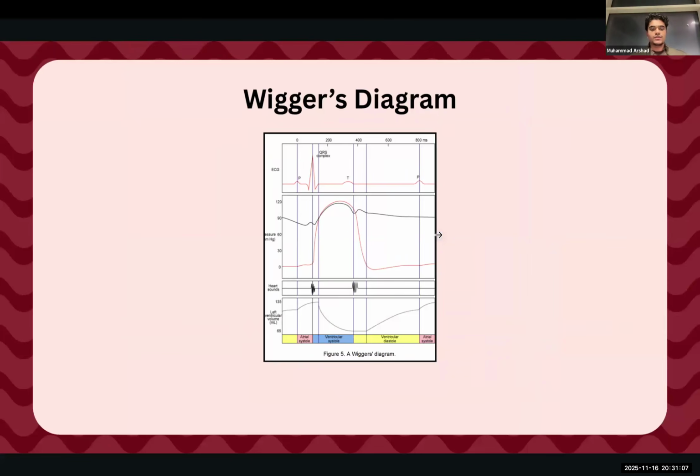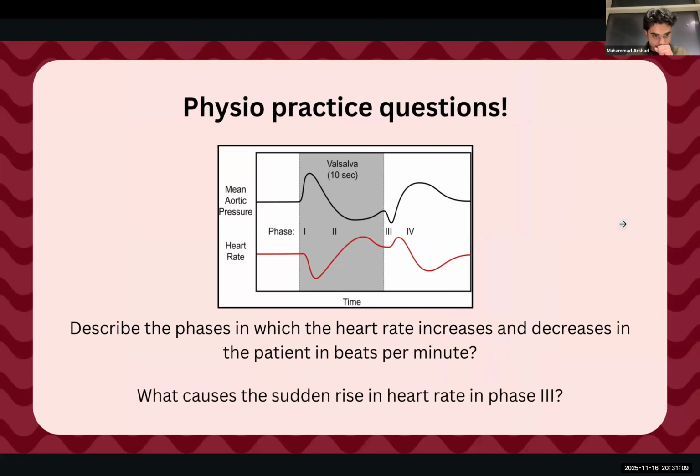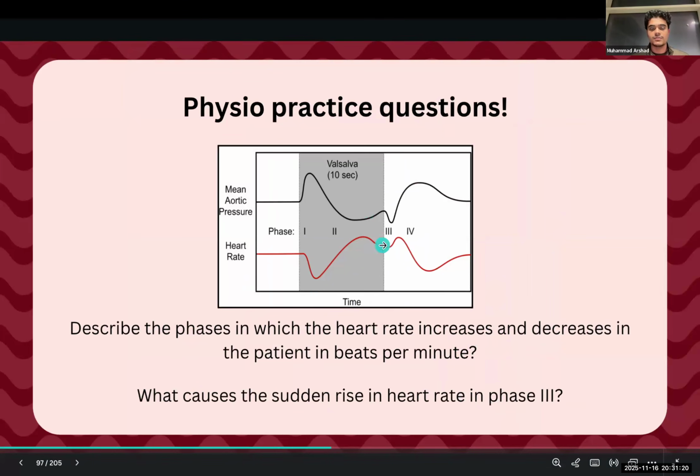So let's just get straight into the physio practice questions. Could somebody please unmute and describe the phases in which the heartbeat increases and decreases in the patient in beats per minute, and what causes the sudden rise in heart rate in phase number 3 over here?